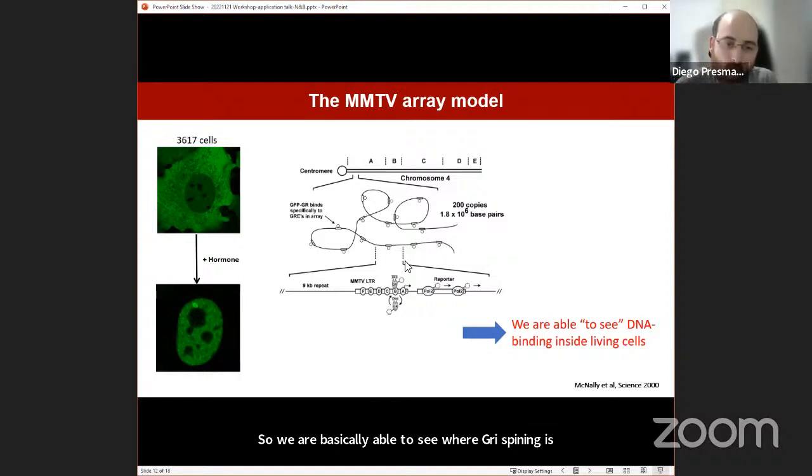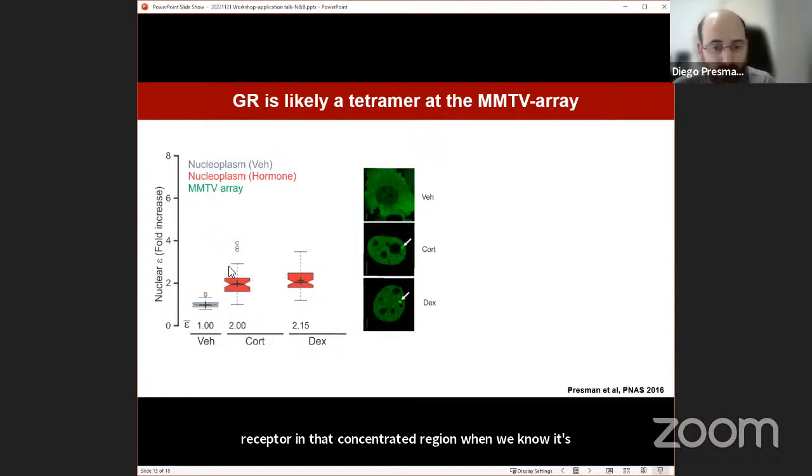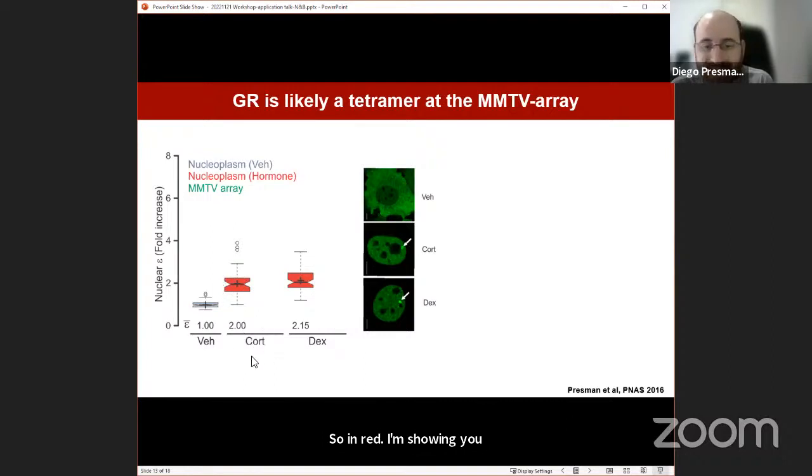So the number and brightness has spatial resolution. We can ask, what is the oligomerization state of the receptor in that concentrated region when we know it's binding to DNA? Here I'm showing you the results in the nucleus. In red, I'm showing you the entire nucleus. You can see that it's a dimer with the natural ligand corticosterone and even with the synthetic drug dexamethasone.